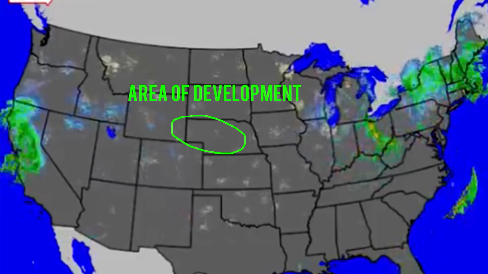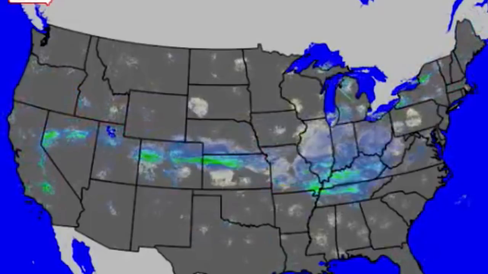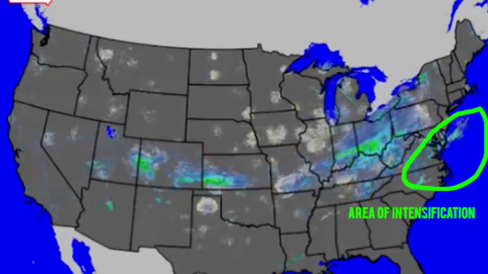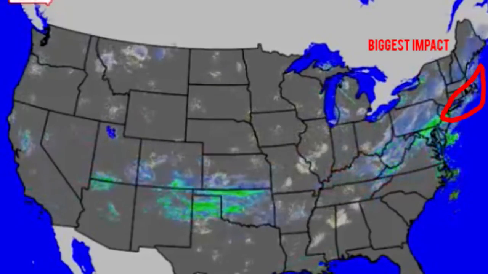Getting started with Storm 1, 1 of 4, we're going to be looking at this area of development in the green as I go ahead and play this. Then we're going to see our area of intensification off the coast of Virginia and North Carolina, as well as areas of the Delmarva. And then our biggest impacts with this storm is going to be the southern locations of New England, as well as in Long Island and portions of New Jersey.